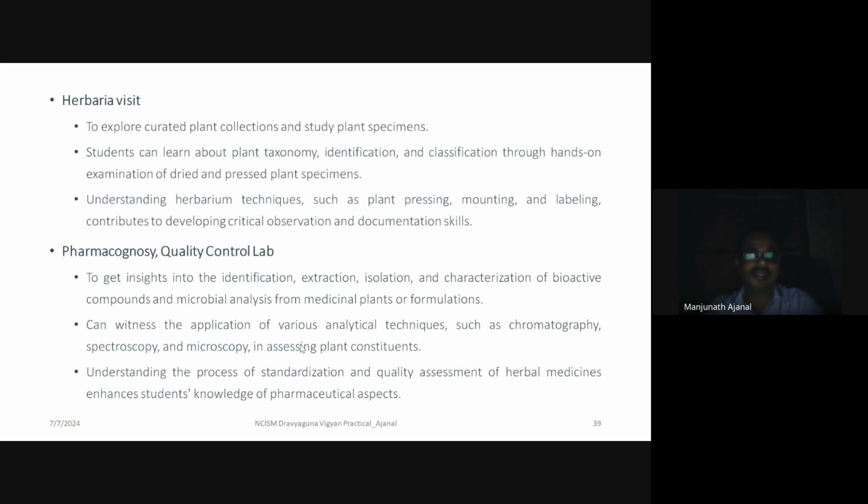And herbaria visits. Here they came to know about how herbariums are prepared, like understanding the herbarium techniques: plant pressing, mounting, labeling, etc.